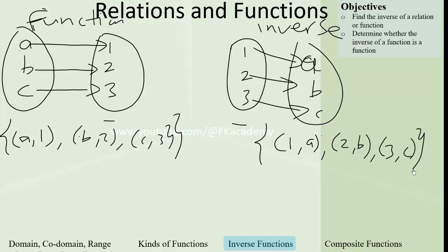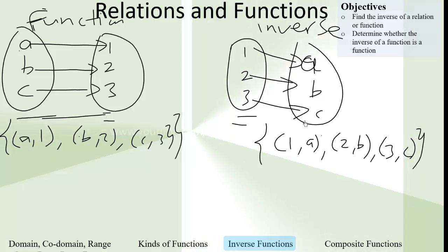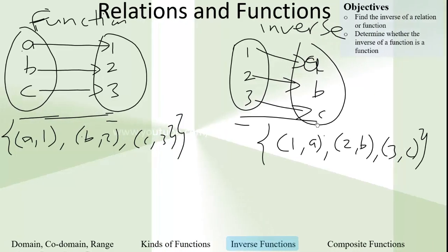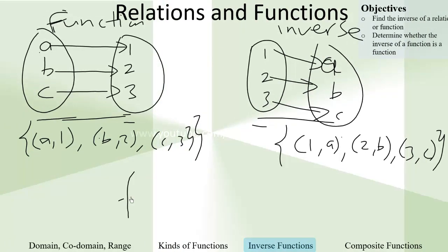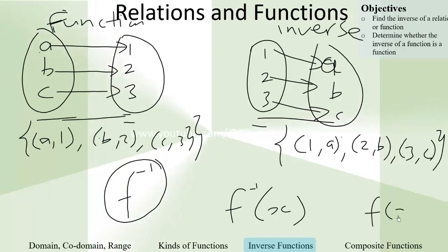Good. Now, if the function is 1-to-1 and onto, then the inverse will also be a function. So this function here is 1-to-1 function and onto function. That is why the inverse is also a function. If it is not like that, the inverse will not be a function. Now we use this notation for function. So this is f inverse, or f inverse of x is the inverse of f of x.